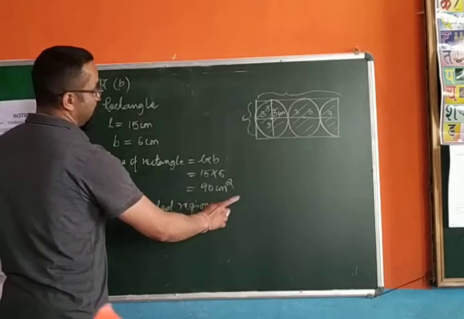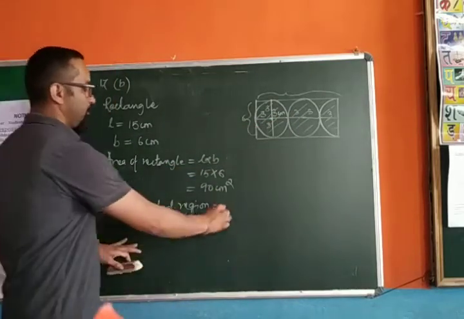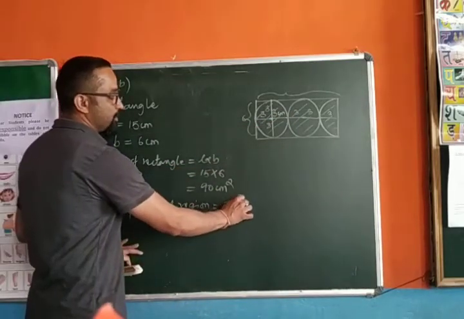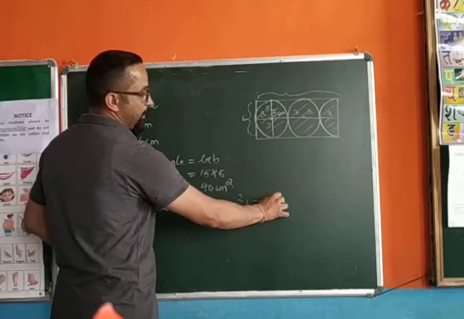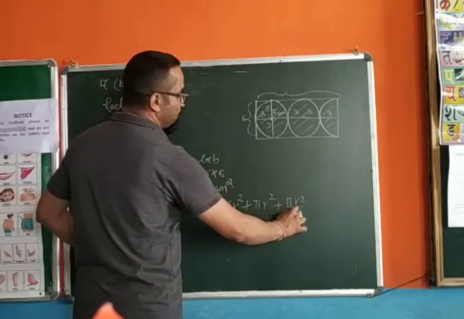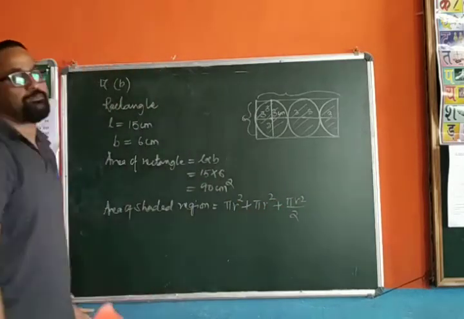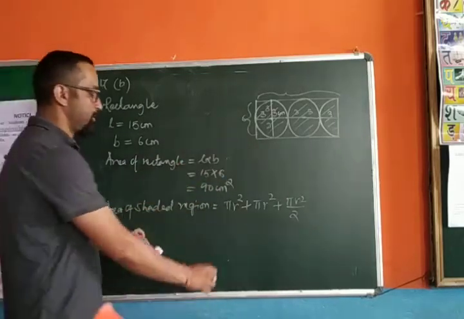Look at the figure, 2 circles and 1 semicircle have been shaded. Pi r square is for the first circle plus pi r square for the second circle. Pi r square by 2 is for the semicircle. Since they have the same radius, you can simplify this.